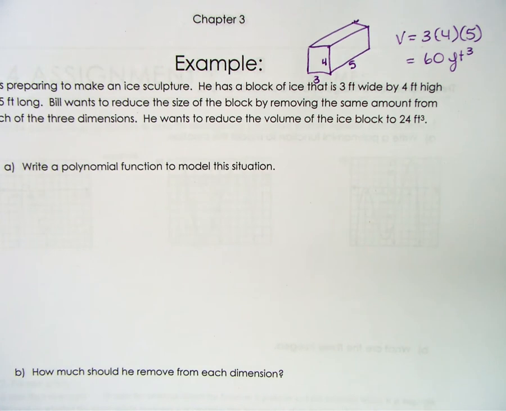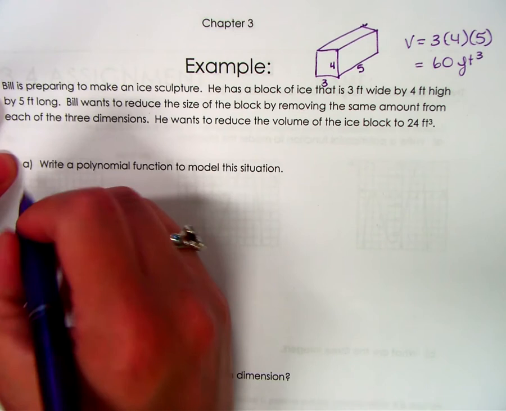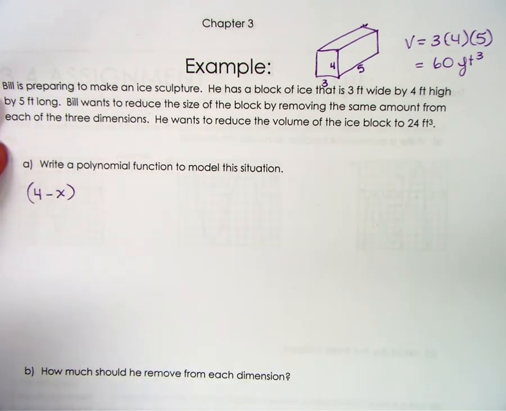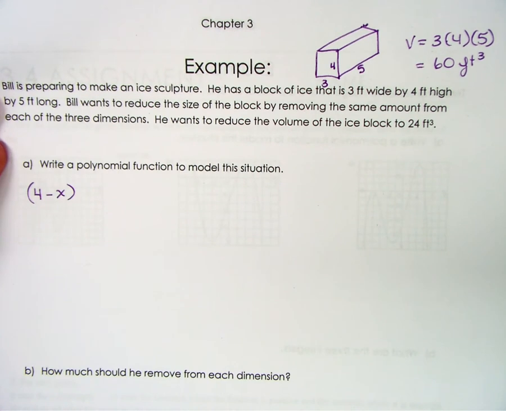So Bill wants to take the same amount off each dimension, and he wants to reduce the volume to 24. So if we don't know what that dimension is, that's going to be our goal to solve for, poor Bill. We've got to figure this out for the guy. So we're going to represent the unknown with x. Beautiful. So the height now becomes 4 minus that dimension, because we want to take it off, so it's going to be a subtract, right?